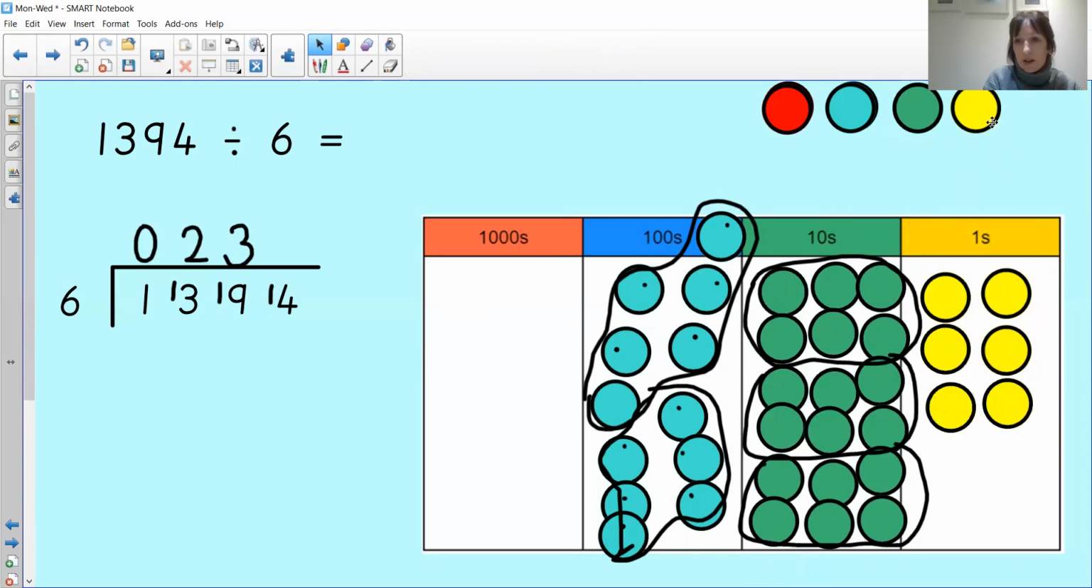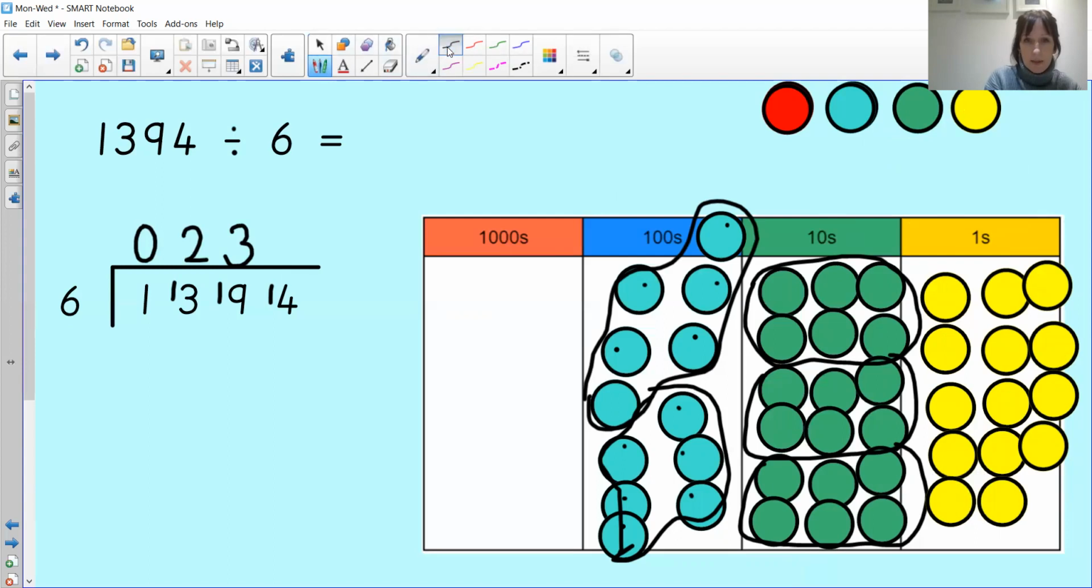So that's 1, 2, 3, 4, 5, 6, 7, 8, 9, 10. Right, let's see how many groups of 6 we've got now. Have a little think. I'll give you a few seconds. Can you work it out? How many groups of 6 can I make out of 14? Right, let's have a look. So there's 1 group of 6. There's another group of 6. I've got 2 left. I can't make a group out of 2.